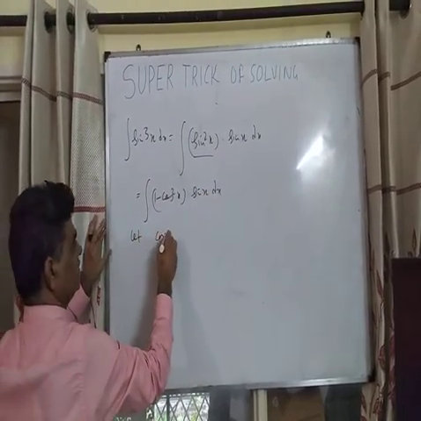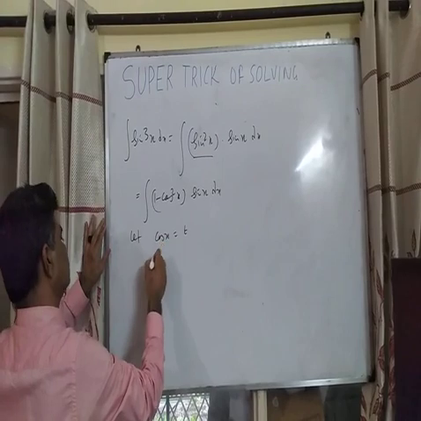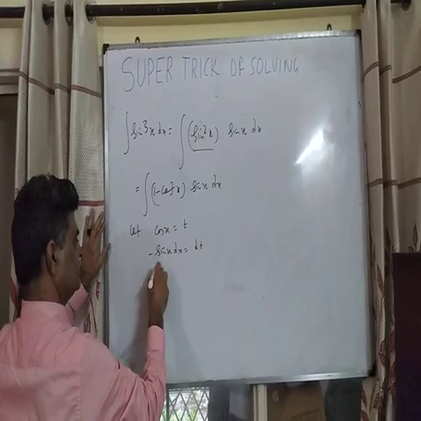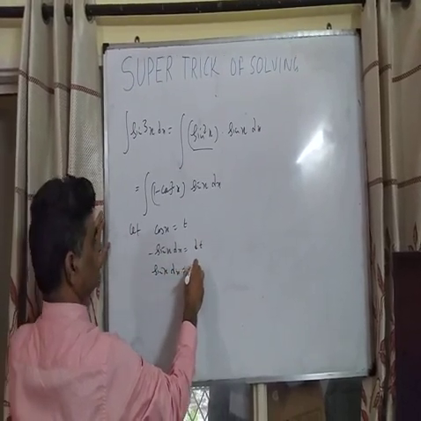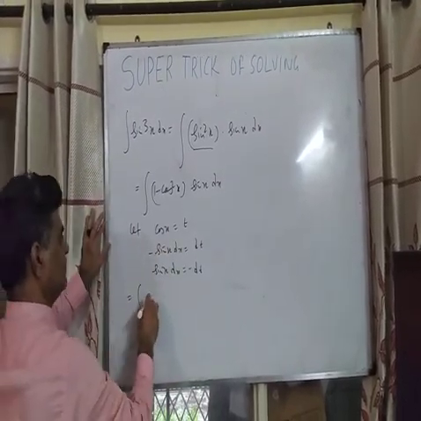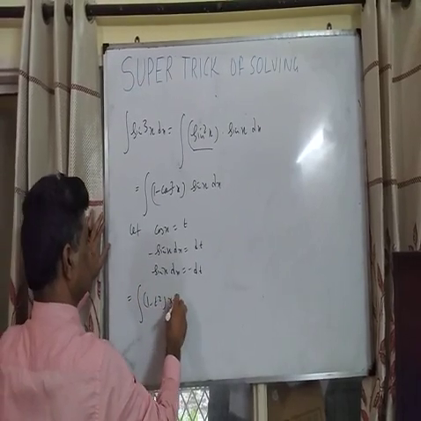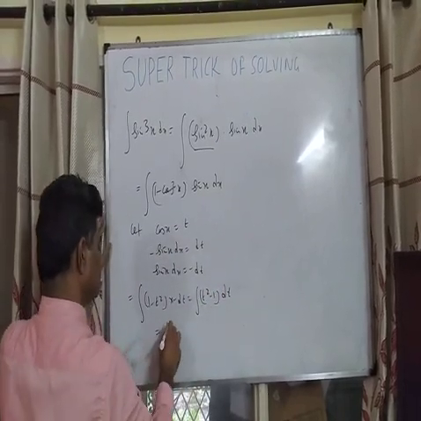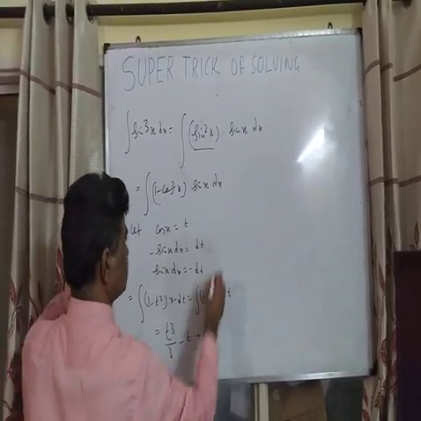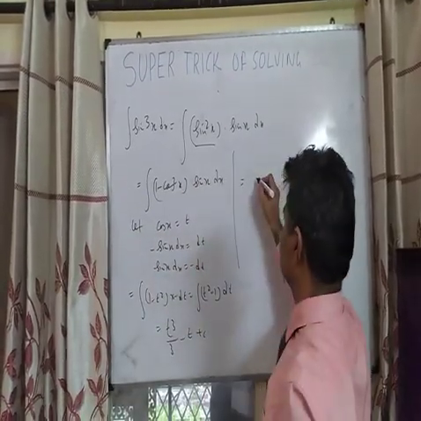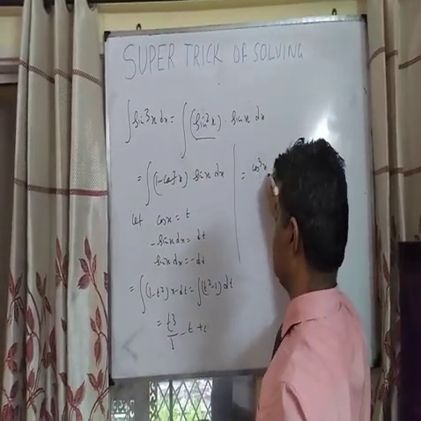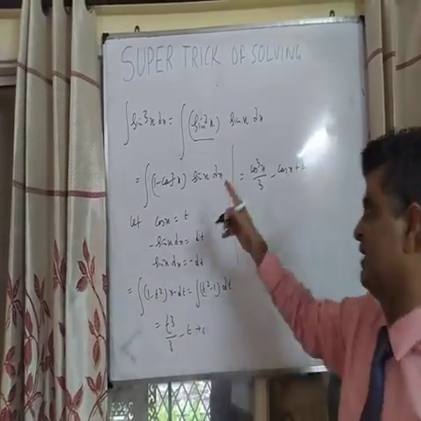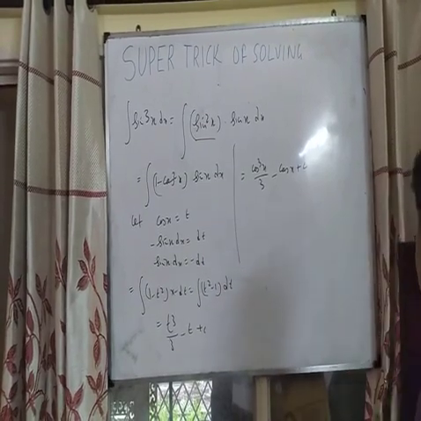Now let cos x equal to t. So the differentiation of cos x is minus sin x dx equals dt. So sin x dx equals minus dt. Now put the value here: 1 minus t square into minus dt. So it is t square minus 1 dt. So this is t cube by 3 minus t plus c. Now put the value of t here. So that is cos cube x by 3 minus cos x plus c. So you can see how we are separating these two. Now we are moving to the next question.